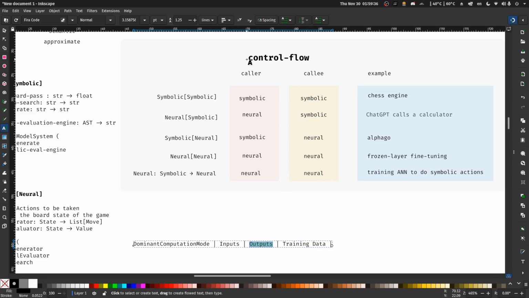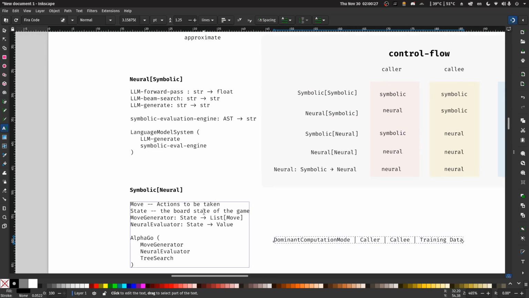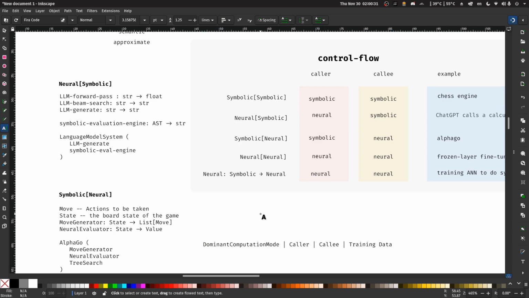we have inputs and outputs represented by inputs and outputs. I think I meant to write caller and callee. He who does the calling and he who is called. And dominant computation mode is just the best way I was able to represent this idea that all of these systems have aspects of themselves which are symbolic, just because there's an outer control loop that does things.